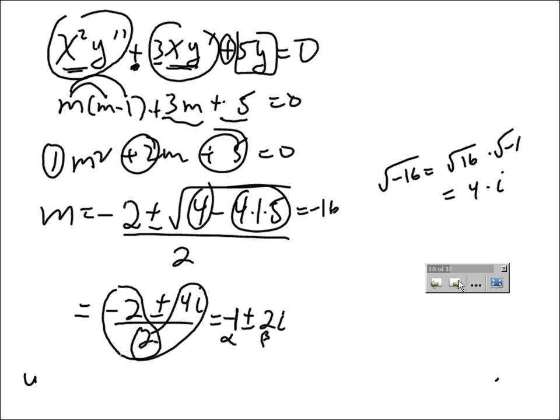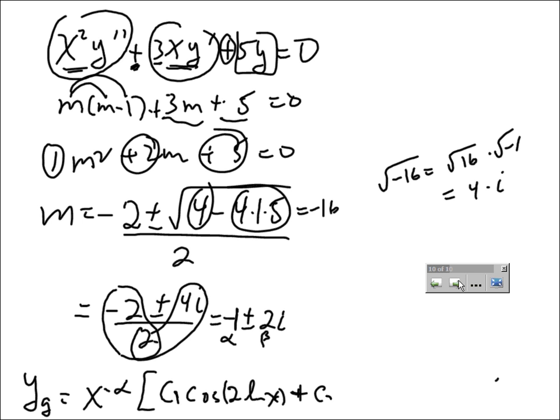Piece of cake. Y general is x to the A times C1 cosine of B ln of x plus C2 times the sine of B ln of x. And there's your general solution to the top equation. And this completes the section on the Cauchy Euler differential equations.